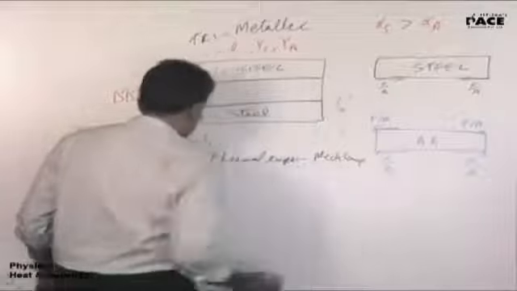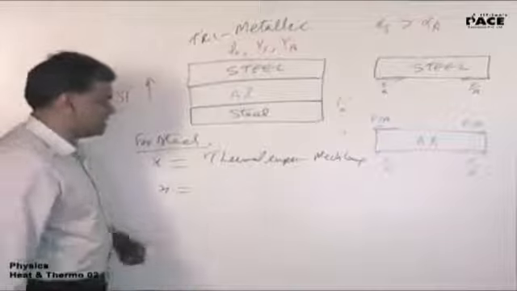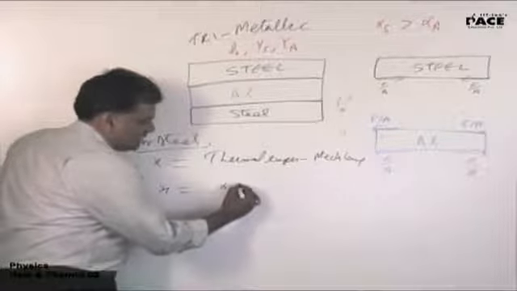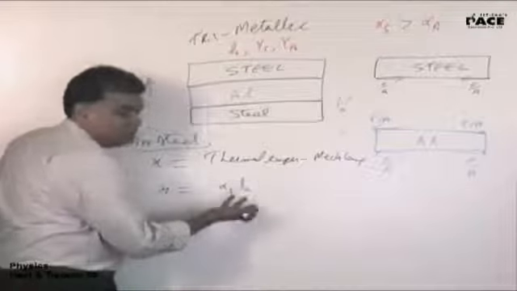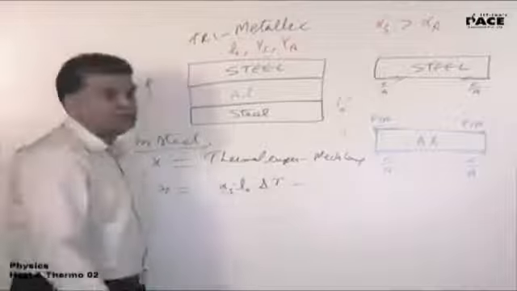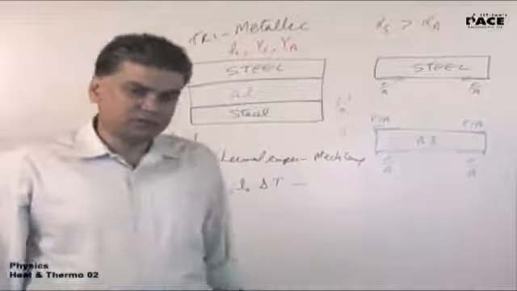That's right. So what should I write? X equals, dictate. What is thermal expansion equal to? Yes, alpha steel L naught, the length of steel is the same, into delta T, minus mechanical compression. What is the formula for mechanical compression?